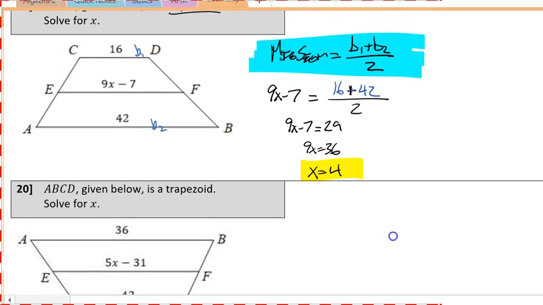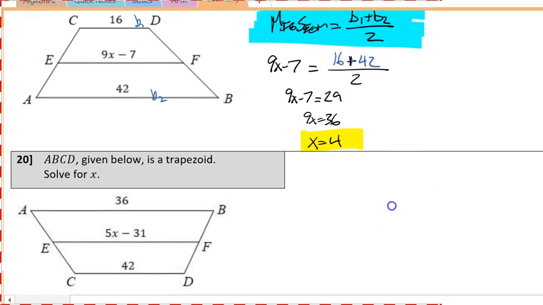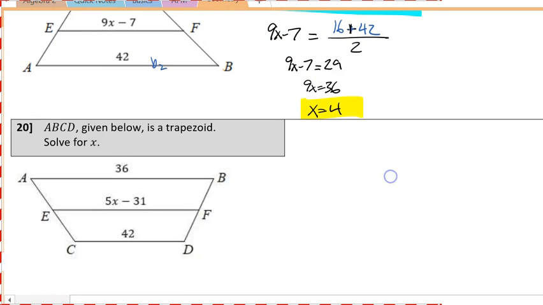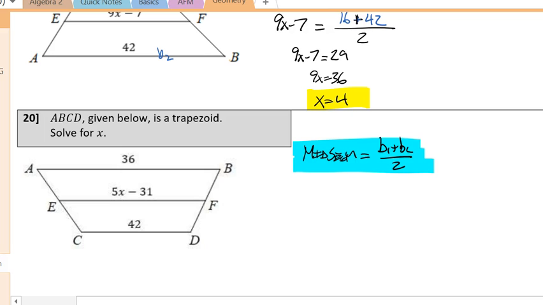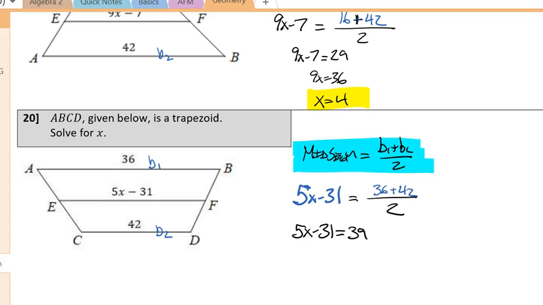Number 20, we have a very similar scenario to number 19, so we will once again know this is a mid-segment problem and start with the formula that the mid-segment is equal to base 1 plus base 2 divided by 2. Substituting in our values gives us that the mid-segment, 5x minus 31, equals base 1, 36, plus base 2, 42, all divided by 2. Simplifying this down gives us 5x minus 31 equals 39. Solving this two-step equation, 5x equals 70, or x is equal to 14.